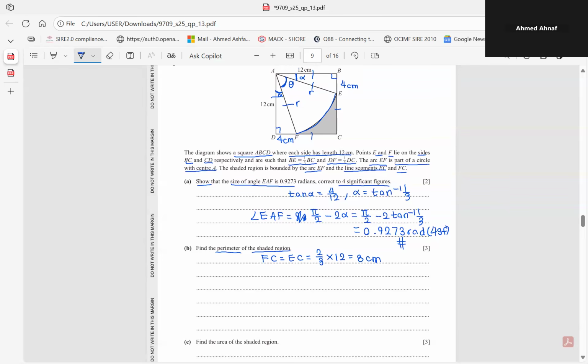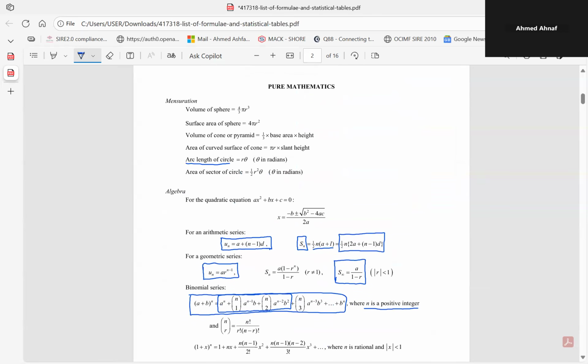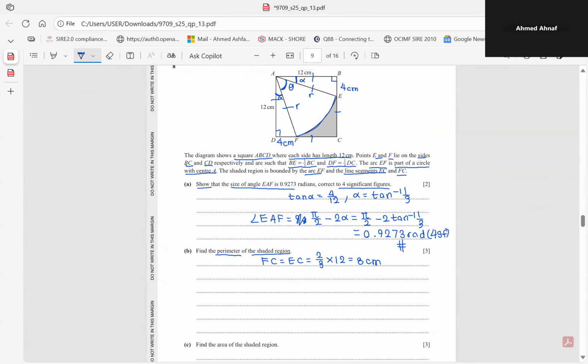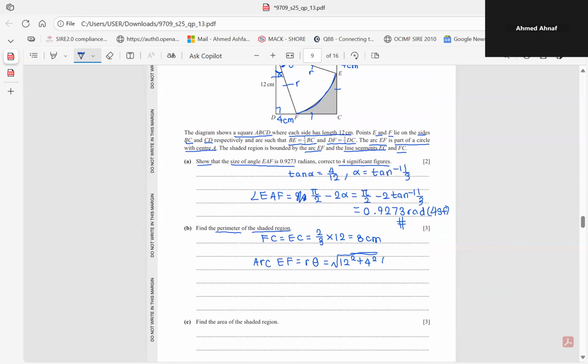And to find the length of the arc EF, we can make use of the arc length of a circle formula, which is just r theta, where theta is in radians. So arc EF is just r theta. And to find r, we can use the Pythagoras theorem, because r is the hypotenuse. So r would just be 12 squared plus 4 squared, square rooted, and theta is 0.9273.